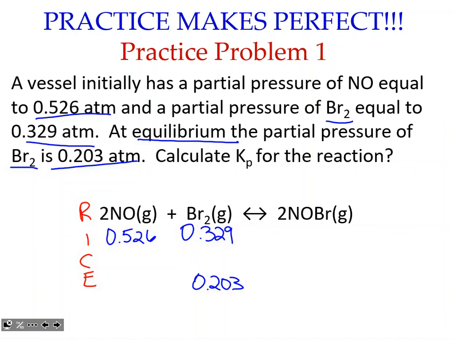Alrighty here. Now we go ahead and put in our changes. We know we don't have any of this, so that means it's proceeding towards the products to get to equilibrium. So we're going to lose 2x. We're going to lose x over here, and then we're going to gain 2x on our product side, based off of the molar relationship in the balanced reaction. How do we find x?